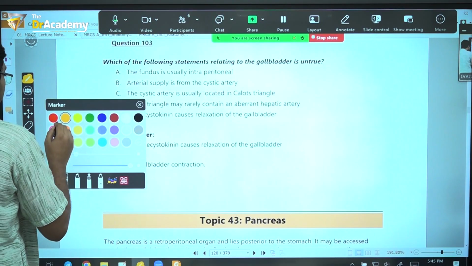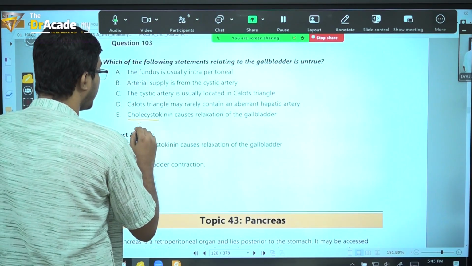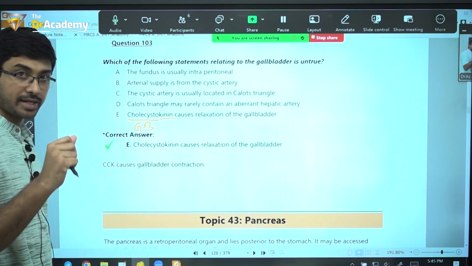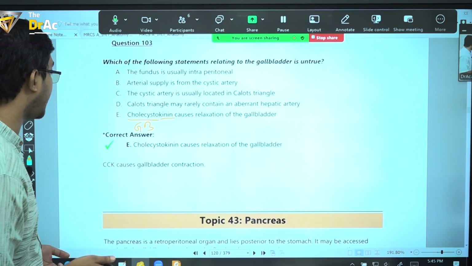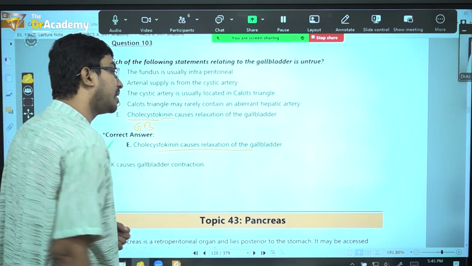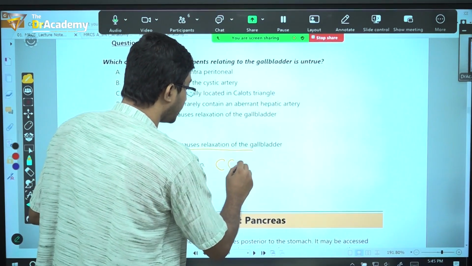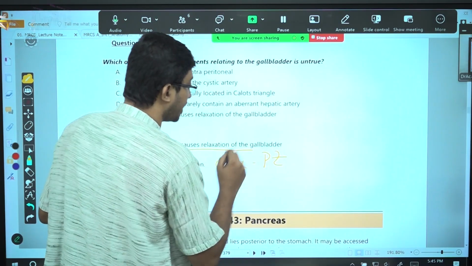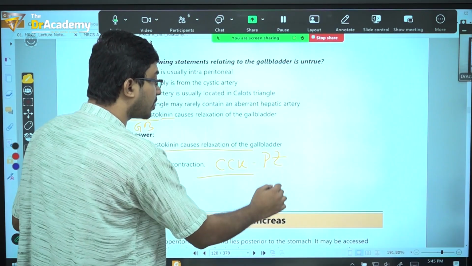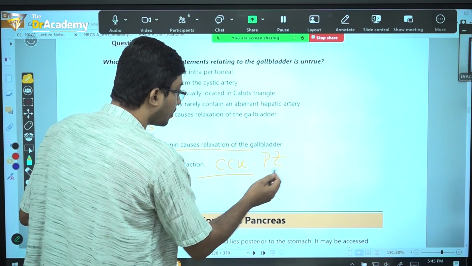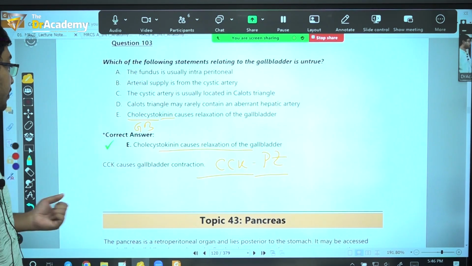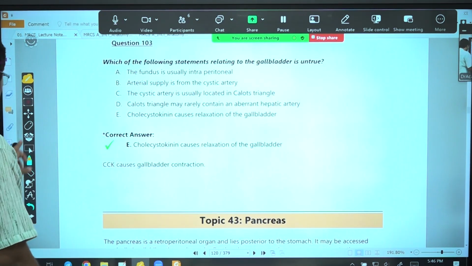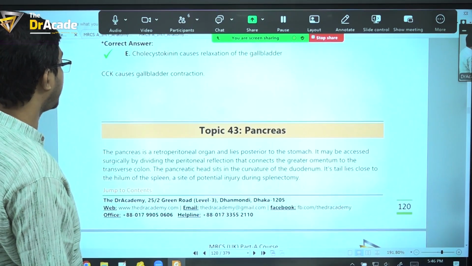Now we know about cholecystokinin. Cholecysto means gallbladder, kinesis means movement, that is contraction. So from the name you can deduce its function. So cholecystokinin causing relaxation of the gallbladder is the untrue statement. Its original name is cholecystokinin-pancreozymin. So it causes contraction of the gallbladder as well as release of enzyme-rich ecbolic secretion of the pancreas. Two major functions. Next is the pancreas.